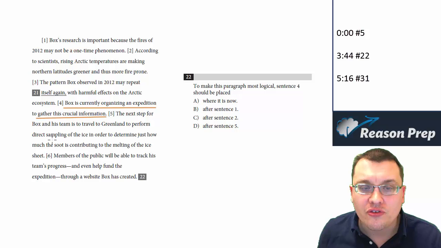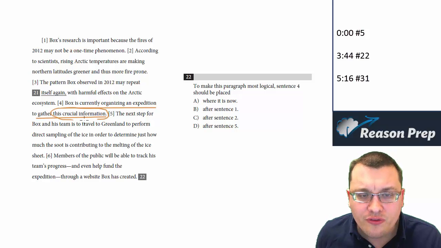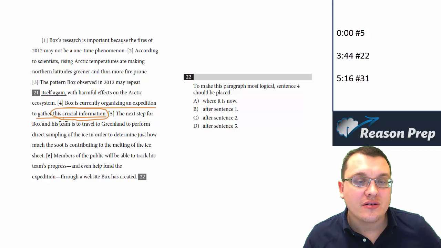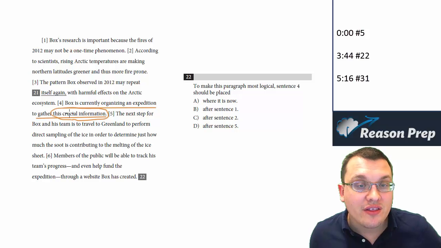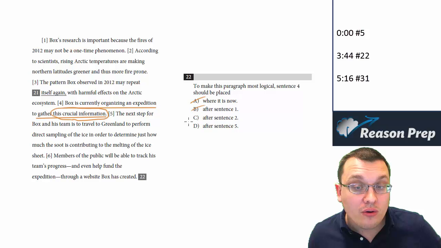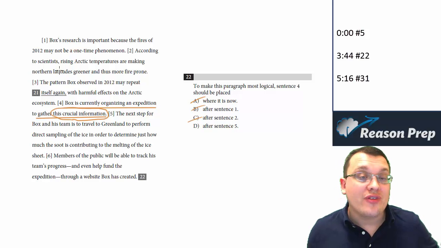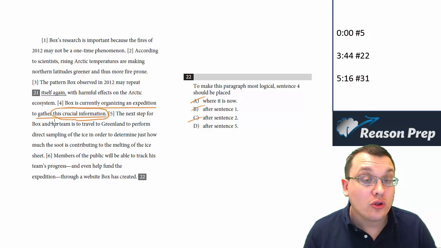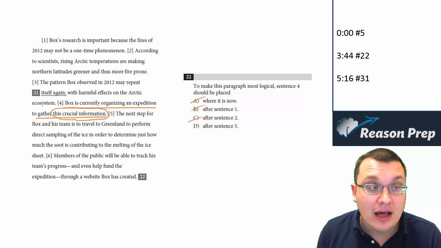I'm going to stop there, because we read this, and particularly the phrase, this crucial information, and where it is now does not seem like a very good place, because we don't know what this crucial information is specifically, nor do we know after one or after two. That's the problem. We haven't found yet what crucial information they're looking for. So hopefully sentence five will have that.